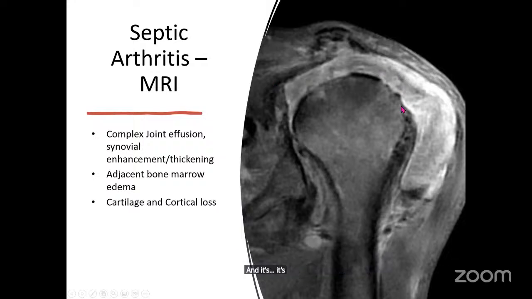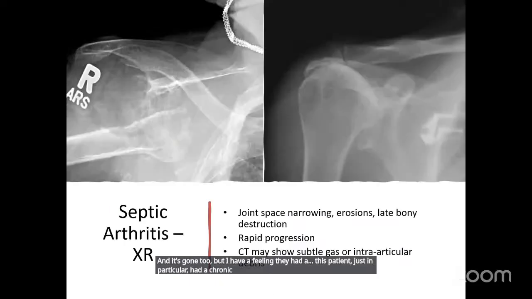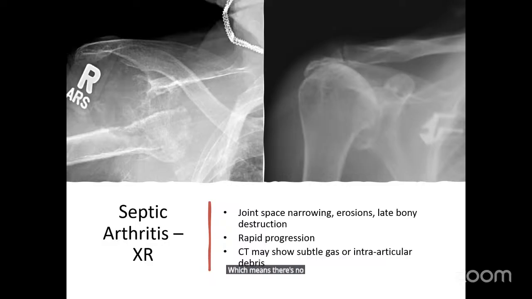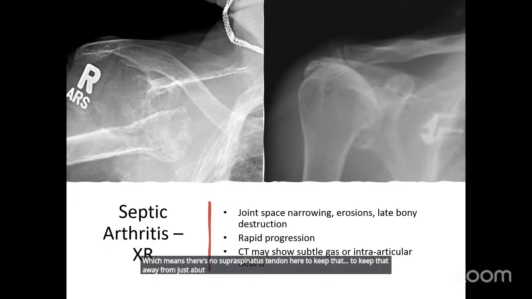But I have a feeling this patient in particular had a chronic rotator cuff tear, because on the X-ray, this is just secondary, the acromiohumeral interval is gone, which means there's no supraspinatus tendon here to keep the humerus away from just abutting the acromion. It's been going on for a while because there's chronic remodeling of the acromion. So this person probably had a long-standing rotator cuff tear.